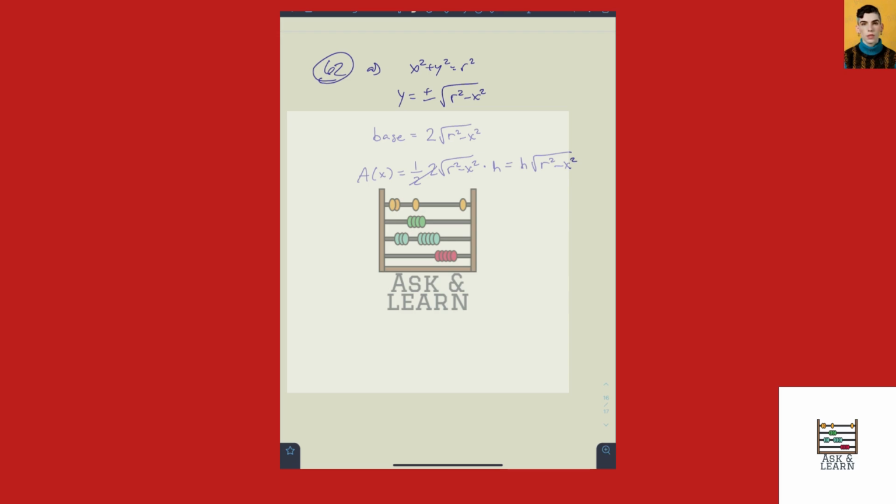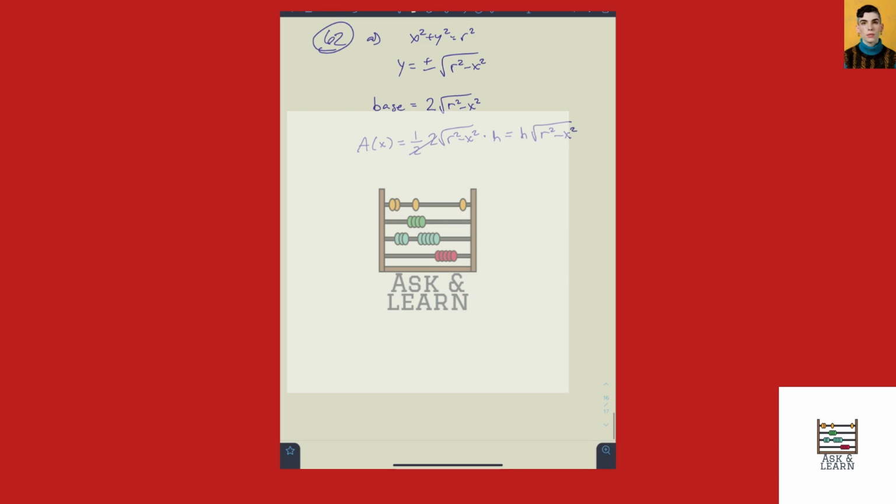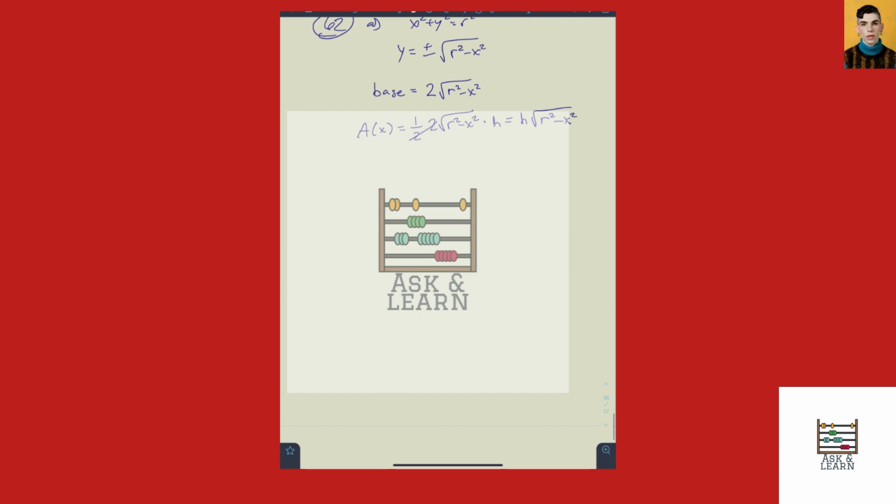Then we know the circle intersects the x-axis at x equals negative r and x equals positive r. So that's how we're going to integrate. We can pull out the h, and we also know that it's symmetric, so rather than going from negative r to r, we can just go from 0 to r and multiply it by 2. So our volume is going to equal 2 times h times the integral from 0 to r of the square root of r squared minus x squared dx.